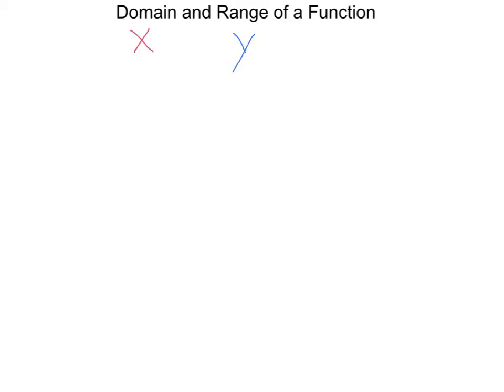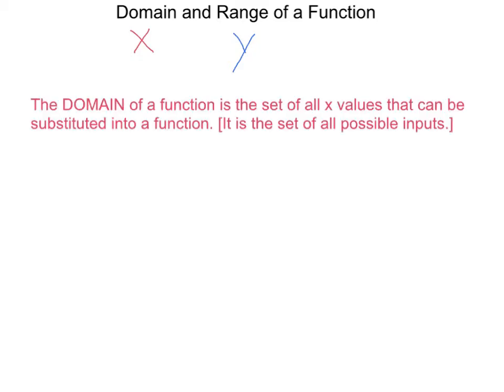And I see where we get that from, but domain and range mean more than that, right? And in this video, I want to talk more about what they really are. So first, domain. The domain of a function is basically the set of all of the x values that can possibly be substituted into a function. In other words, it's the set of all possible inputs. It's the set of the things that you can legally plug into the function, right?